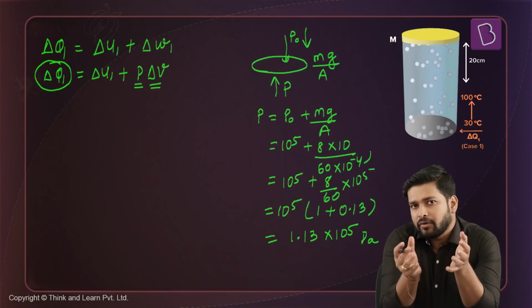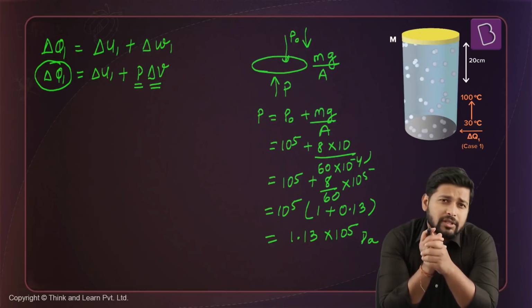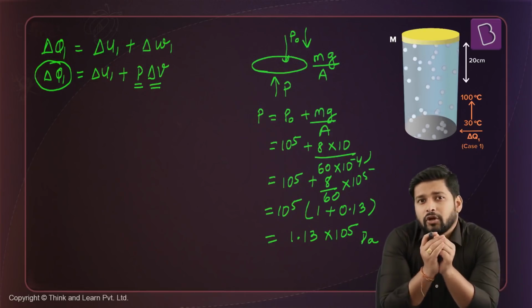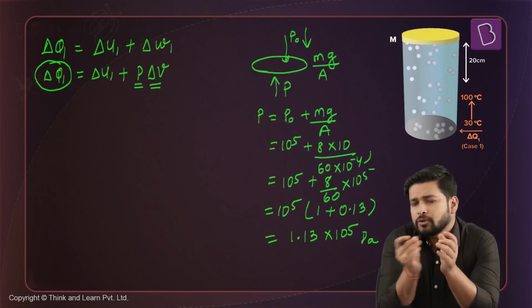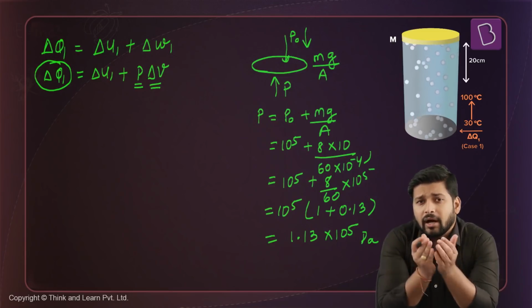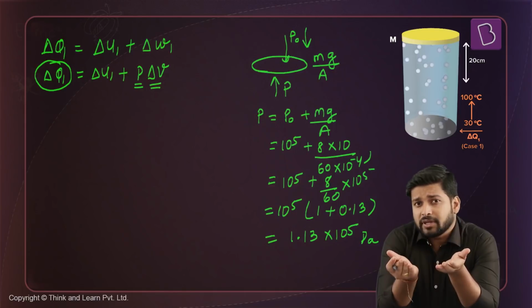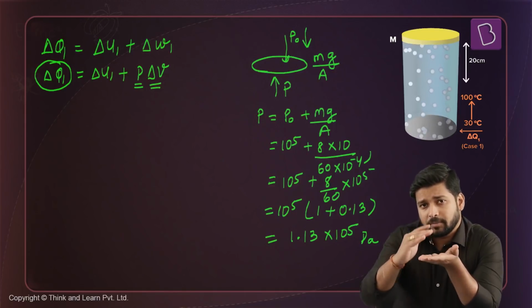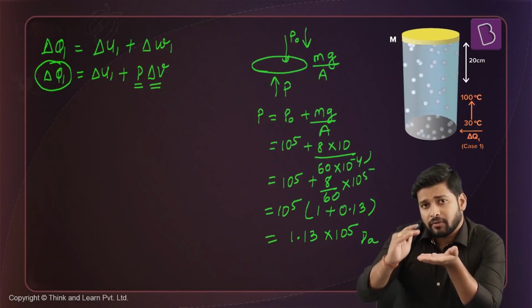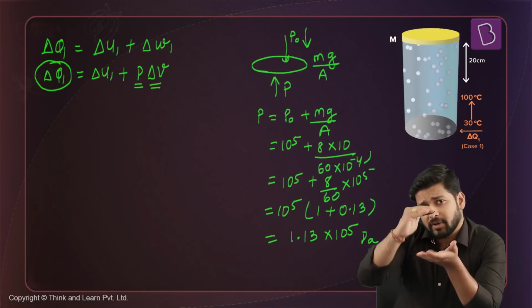All we have to calculate for work done is the change in volume. Now, how much will this change in volume be? Change in volume is equal to area times displacement. Area is also given to us, right? And the displacement is also given to us. The displacement is 20 centimeters because the piston gets displaced by 20 centimeters.